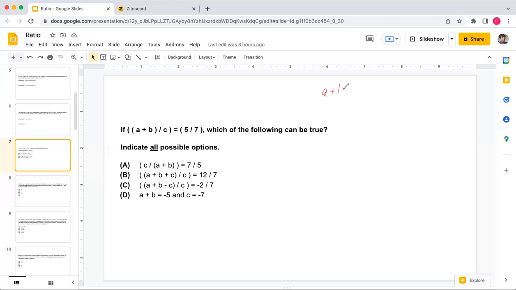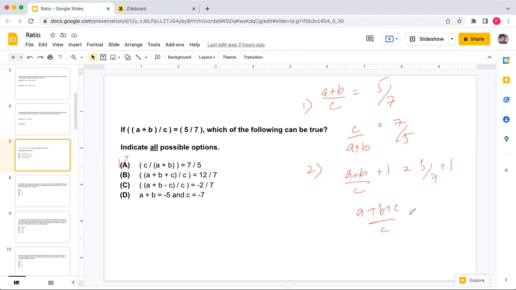We have A plus B over C is equal to 5/7, right? First one is simple, just cross multiply. This will become C over A plus B is equal to 7/5. Yes, this is possible. The second one is just add 1 on both sides. This will become A plus B plus C over C is equal to 5 plus 7, 12/7. Yes, this is also possible.